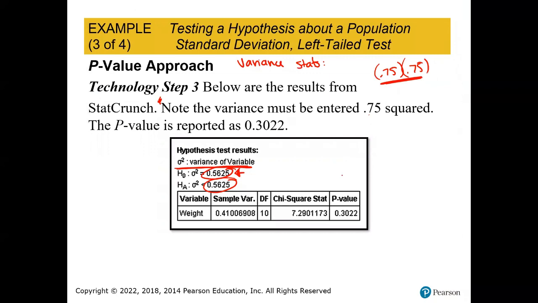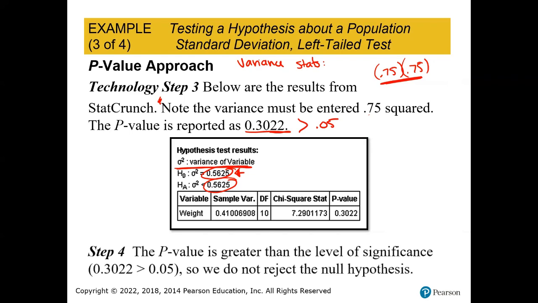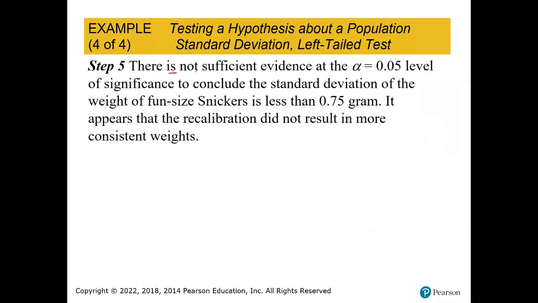So here's our p-value, 0.3022. If I compare that to alpha of 0.05, that is bigger. So p is bigger than alpha. We do not reject the null hypothesis. If we do not reject the null hypothesis, we do not have enough evidence to conclude that the standard deviation is less than 0.75 grams. The recalibration made sure to keep our means the same, but our spread, it didn't change anything to do, it didn't affect our standard deviation at all.